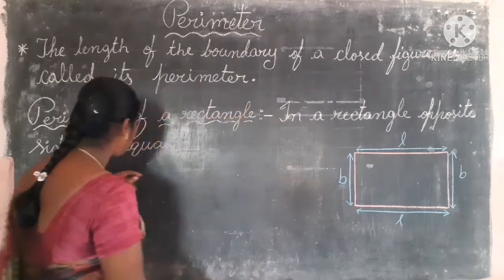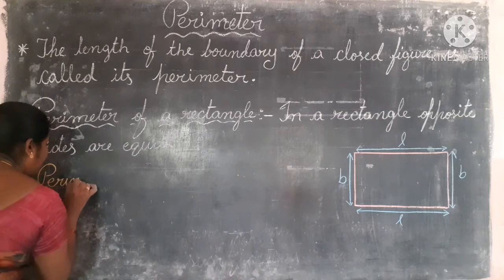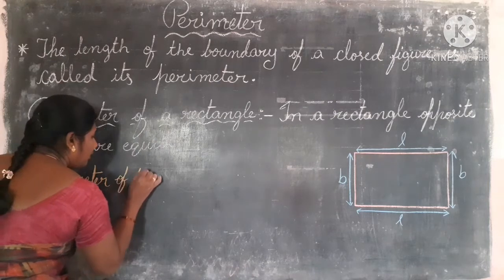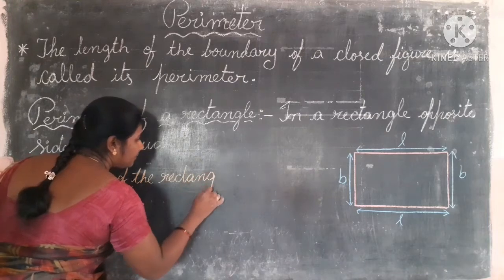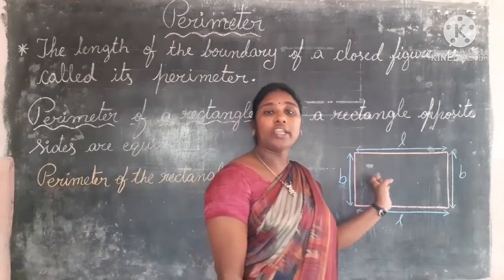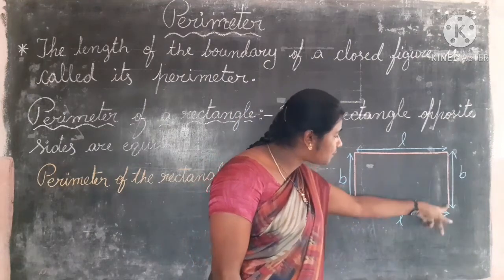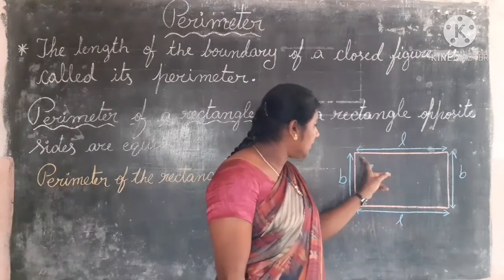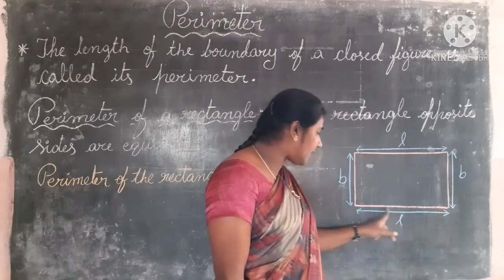Now we have to find the perimeter of the rectangle. Perimeter means the length of the boundary of the closed figure. Is it a closed figure? We have to find the length of this boundary. This is called the length of the rectangle, this is called the breadth of the rectangle. Again it is length, it is breadth.